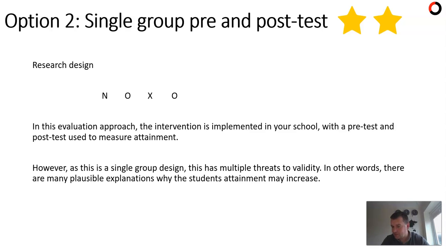So let's just look at one example. Because this is a single group design, all the students complete the same pre-test and the same post-test. So any differences that you may have might not be just because of the intervention. It could be because the students are familiar with the instrumentation that's being used for measuring attainment. So it could be because they're more familiar with the assessment that they get it a second time, they increase their score because they are familiar. That's just one possible plausible explanation.